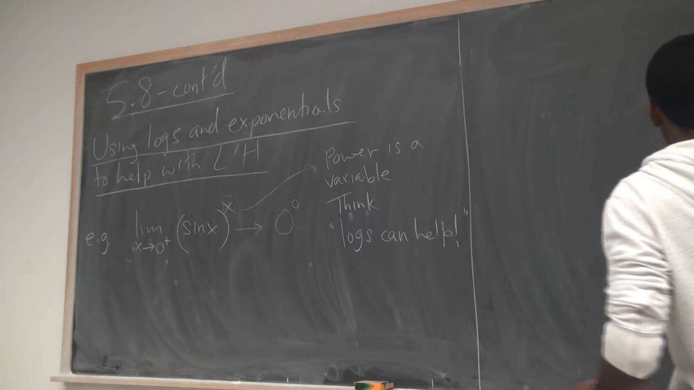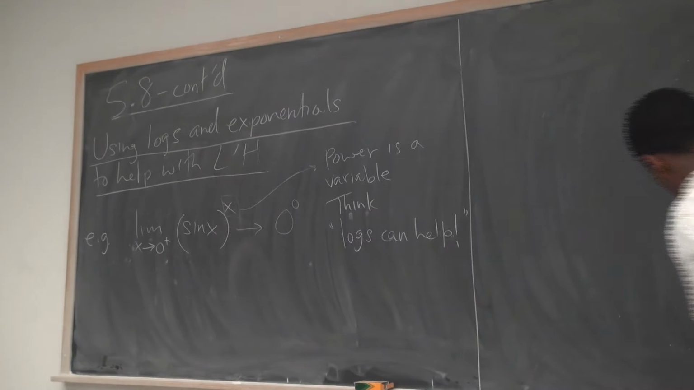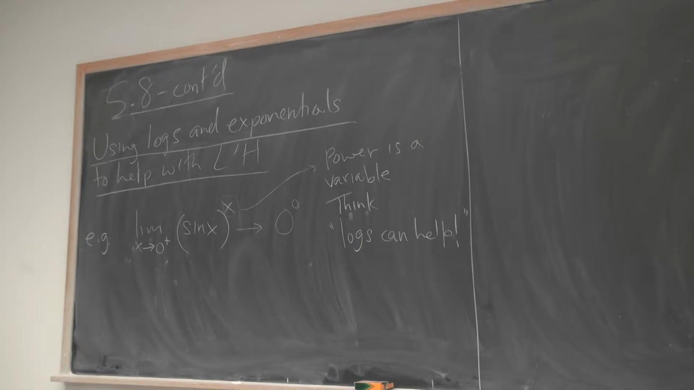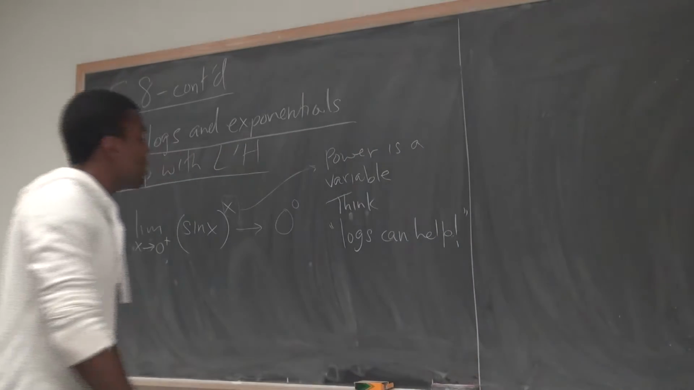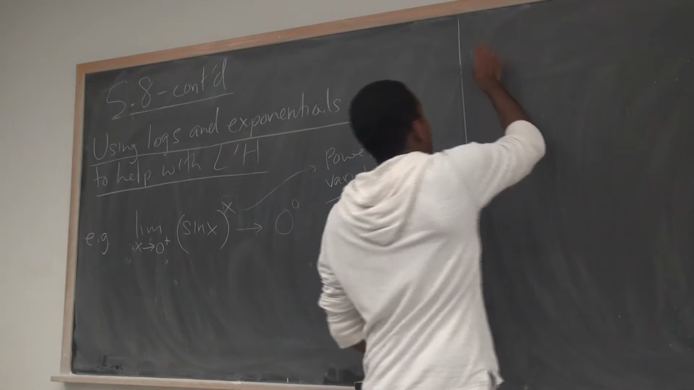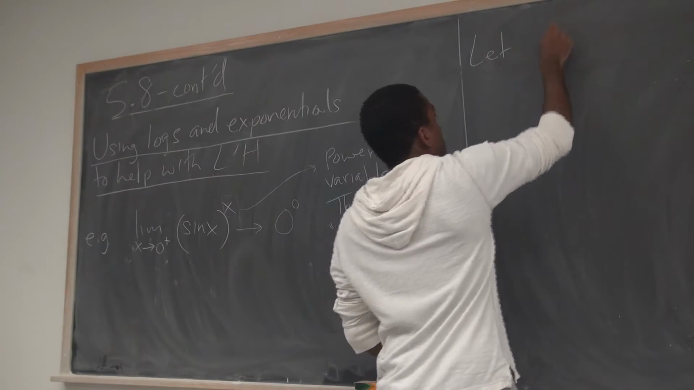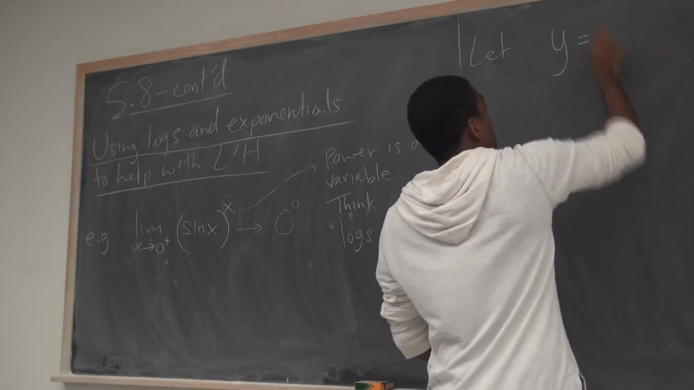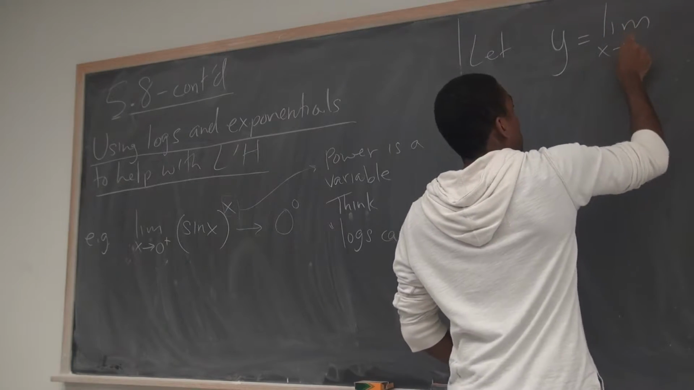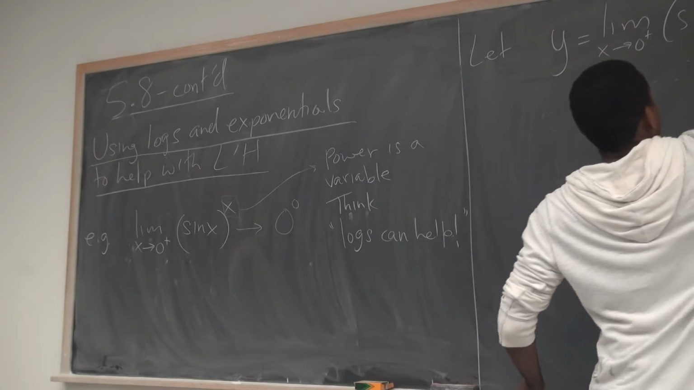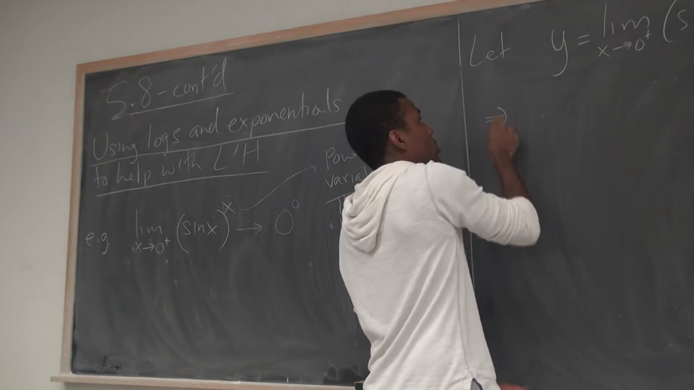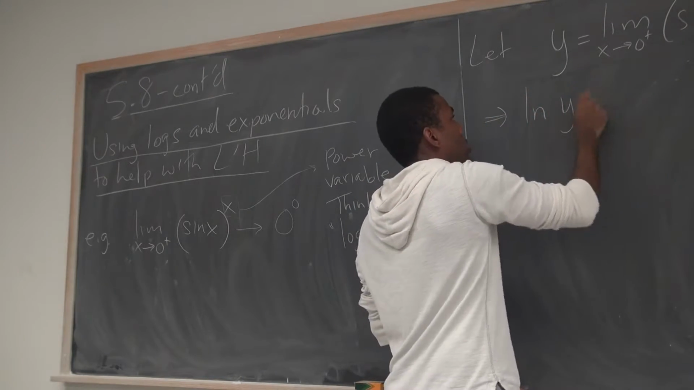I'll show you two ways. One way using the log, and one way using an exponential, and then you can choose which one you like more and use that one all the time. I don't particularly care. Okay, so let's call this something. Let y be this limit. What I can do here is take ln of both sides.